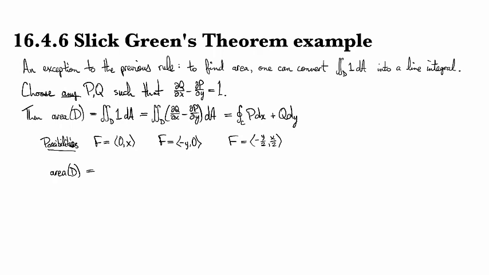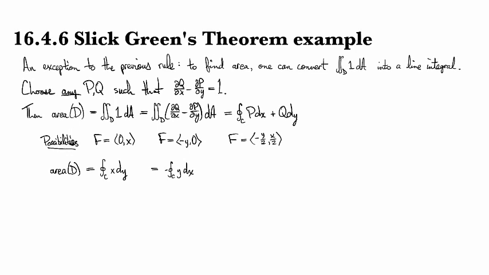So let's see. For the first one, that would result in this integral right here. For the second one, that would result in minus the integral over C of y dx. And for the last one, this would result in 1/2 the integral of x dy minus y dx. And in a given instance, one of these might be easier than the others.